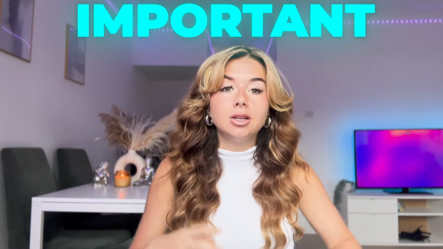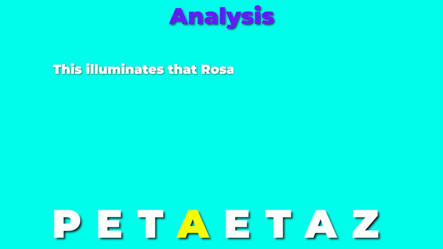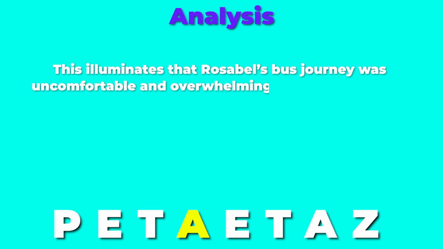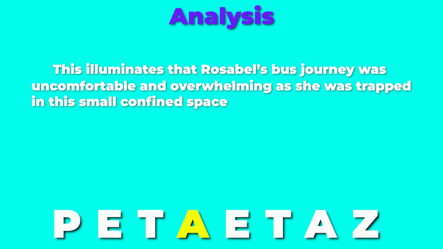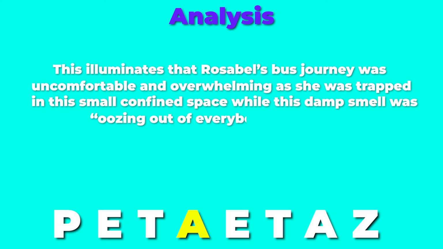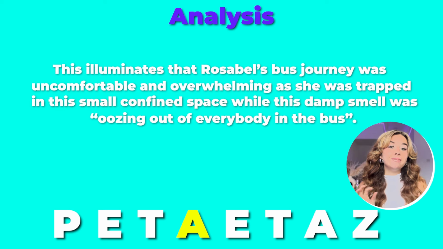Now let's go on to our analysis, which is the important part. Remember, this part is where I'm actually explaining what I mean from what I've just said about my evidence and technique. This illuminates that Rosabel's bus journey was uncomfortable and overwhelming as she was trapped in a small confined space while the damp smell was oozing out of everybody on the bus. You can see I've embedded another quote. I've not analysed it, but used it more to support my point. You can absolutely do that, and the examiner will like to see that, because it shows that you've really understood the text, and you can even reference it in parts to support what you're talking about.